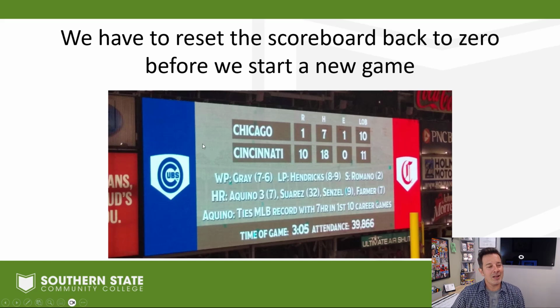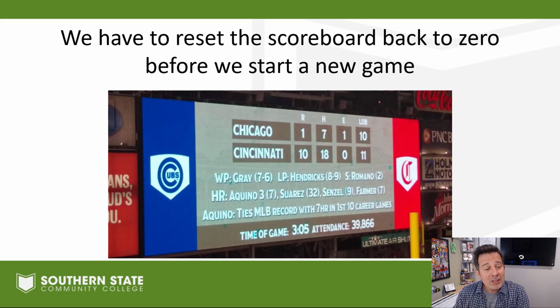Here's another Reds victory. Reds beating up on the Cubbies here, 10-1. When they come back the next day, it'll say 0-0. But these stats down here are going to stay in the record books, aren't they? You think about Suarez here hitting his 32nd home run. He'd probably be a little bit ticked off if he came back the next day and that home run was thrown out. Same with Aquino here, hit 3 home runs that game, a rookie record. He'd be a little bit miffed if they took all 3 of those home runs and threw them out.